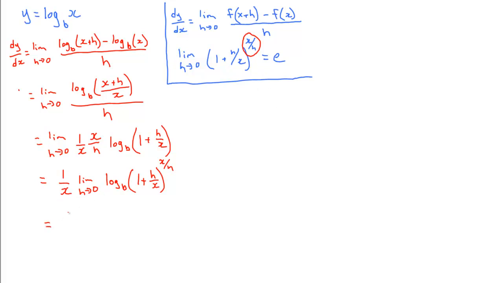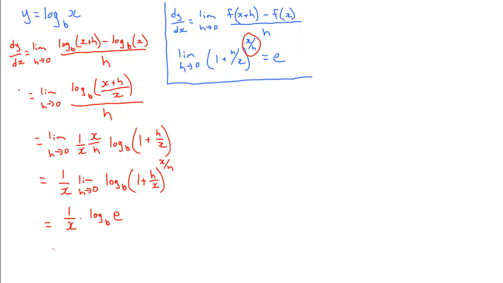That is the e that we see on our right-hand definition we started with, so we're left with 1 over x times the log base b of e. And that is the derivative of log base b of x. Not the normal way we'd write it, though.